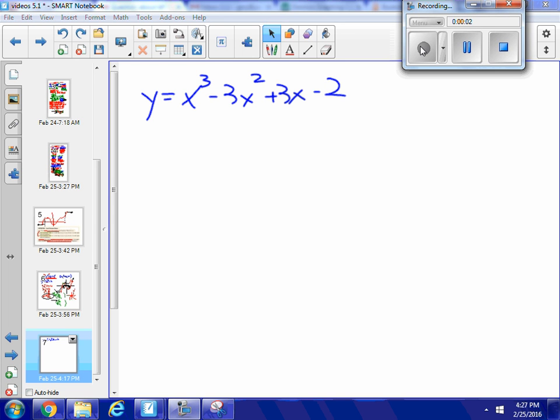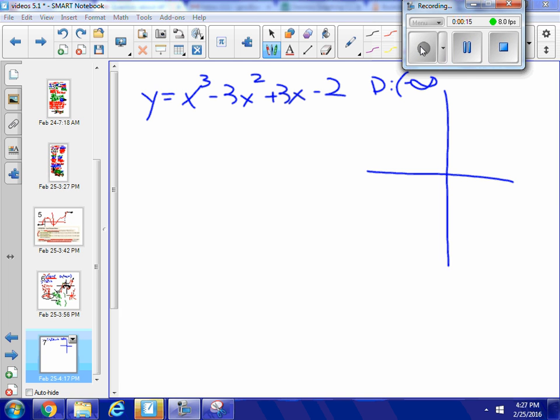So in this problem, I need to find the extrema of this function. One of the things I can tell from this function right away is that it's a polynomial. So I know that the domain is going to be negative infinity to infinity. I also know that since it's a polynomial, the graph is smooth and continuous, and there are no poles or vertical asymptotes. So domain negative infinity to positive infinity.